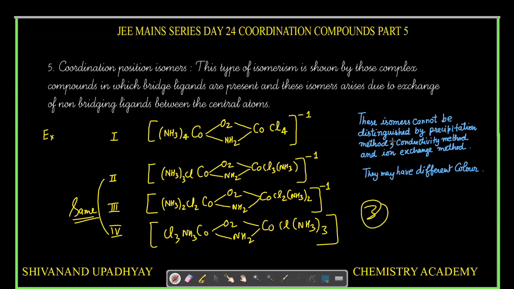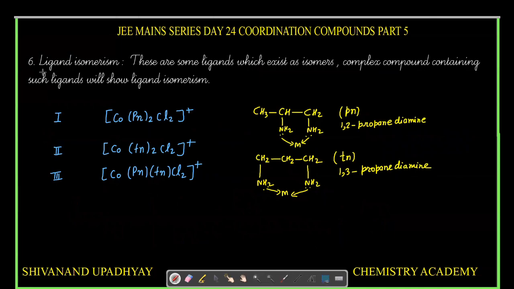Now these isomers cannot be distinguished by the precipitation method because you can see here that the ionization sphere is the same, only the changes are inside the coordination sphere. Conductivity is not going to change because the charge on the cation or anion of the complex ion is not going to vary, and they also cannot be distinguished by the ion exchange method, because if it is an anion and I am treating with an anion exchange method, the charge on each anion is the same, so it is not going to make any difference, right? They may have different colors, but with the help of color you can distinguish between them.